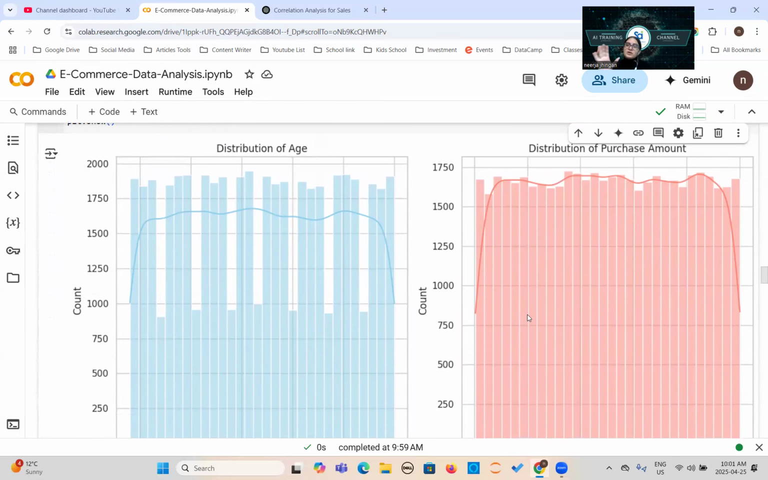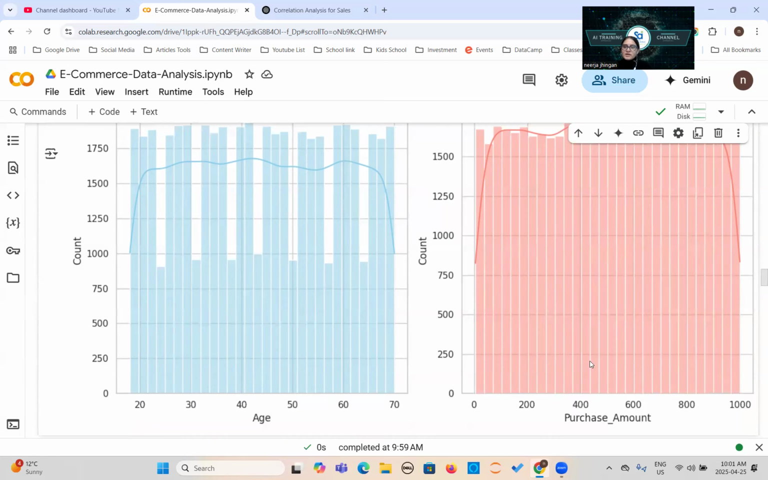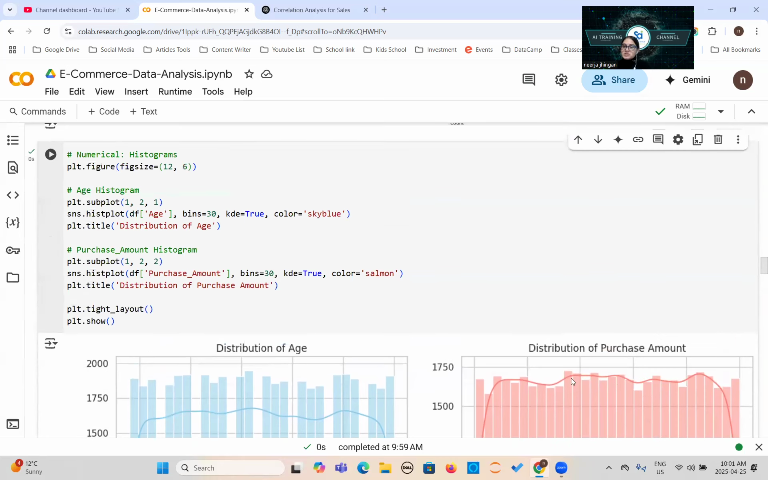Okay. Whenever you are using your e-commerce data, you can assume that, but you can use the same strategy and you can draw the same graph. And look at this, 400, 600 also have a good purchase, right?